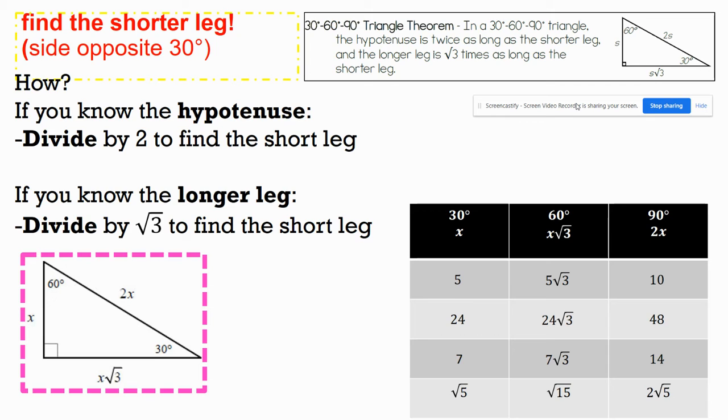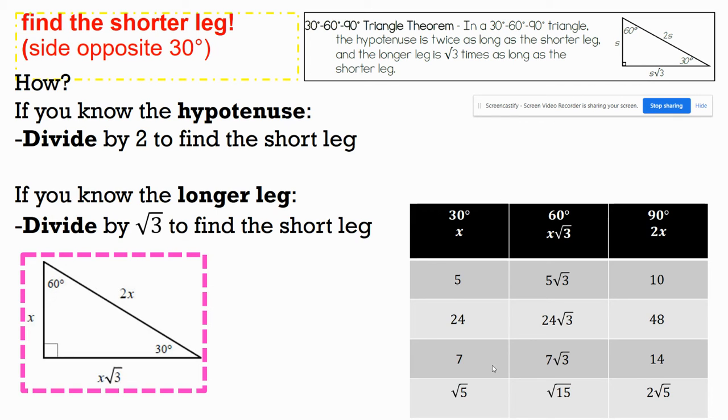All right. The first thing that I want to emphasize again is find that short leg. If you are given the short leg, jackpot. If you weren't, you just got to find it. That should be your first step. Find the short leg. Find that side across from that 30-degree angle.